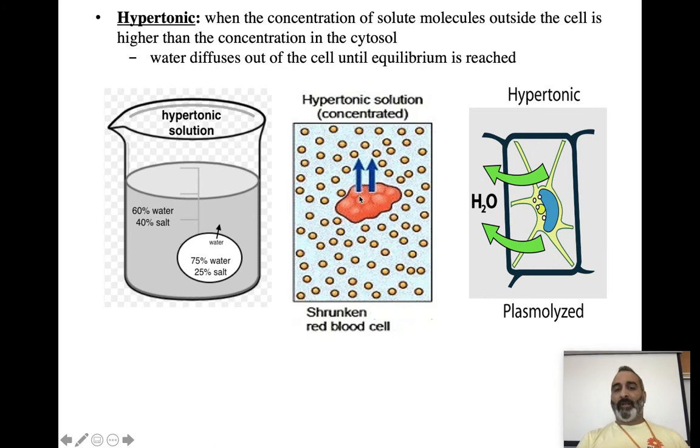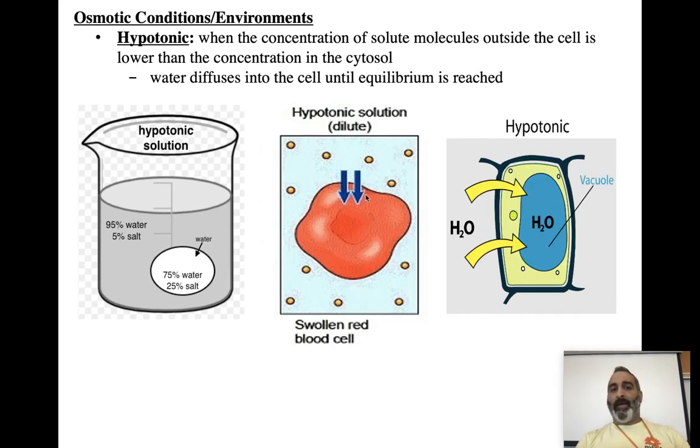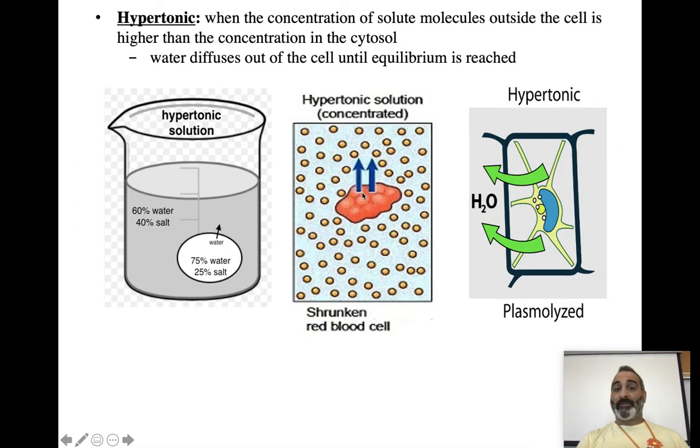Here's that same blood cell. Look at it back here. In a hypotonic solution, it's swollen, okay? In a hypertonic solution, it shrinks, it shrivels in size because water is leaving. Plant cells in a hypertonic environment lose so much water that their actual membrane rips away from the cell wall, and it's called plasmolysis, and it actually will kill the plant cell, okay?